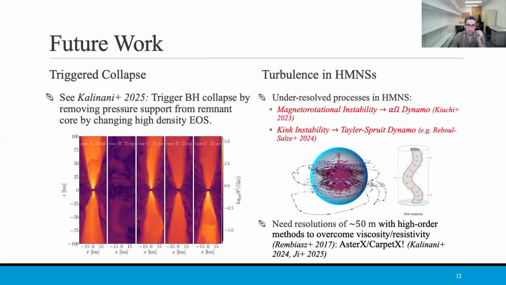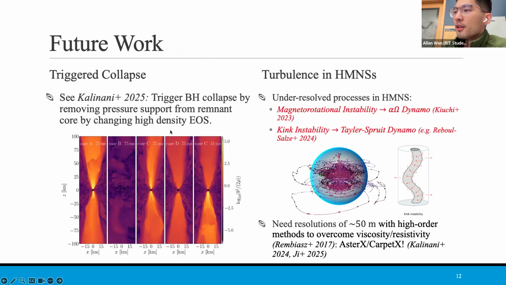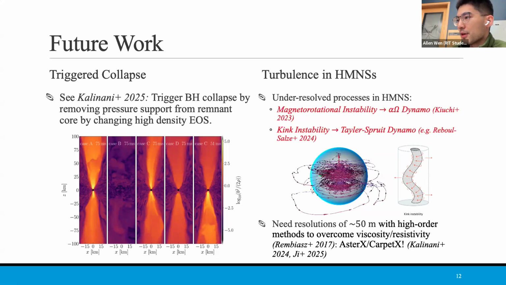All right, awesome. So for future work, we want to continue these three spinning runs up to about 80 milliseconds post-merger to see what the late-time evolution looks like. But to directly compare to a case that is consistent with a gamma ray burst, we want to do something similar to what was done in Jay Kalanani's latest paper, where you trigger the collapse of the remnant by changing the pressure support at the core to get a direct comparison.